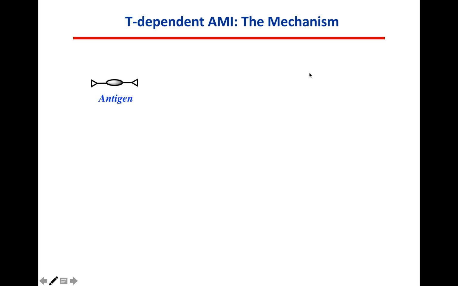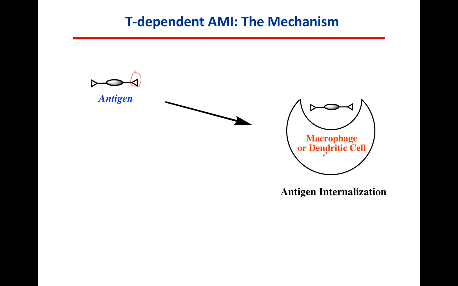Now, the mechanism, how does AMI work? Well, if we have an antigen, and this is an antigenic determinant right here, there's a couple of antigen determinants on the antigen. That antigen can interact with a macrophage or dendritic cell, and they will be taken up. You've seen the PAMs, the different molecular recognition possibilities that they have. They phagocytose the antigens by the mechanisms that we've talked about. And by these mechanisms, the antigen is internalized.